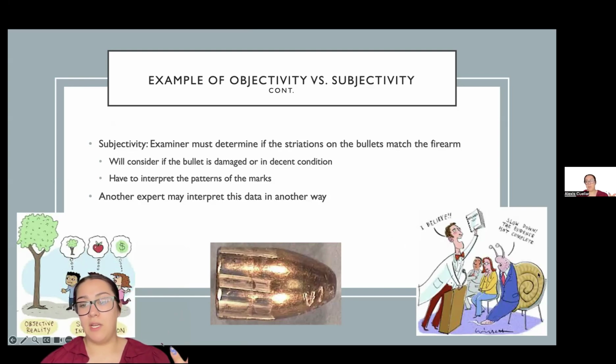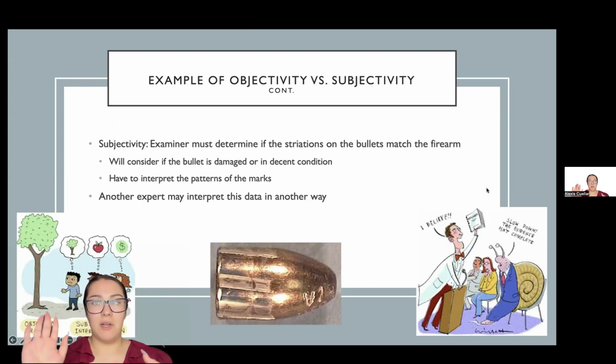This image right here on the bottom right hand side of the slide shows a man. He's like, I believe what I'm reading, it's true. And then the other individual right here is like, whoa, slow down here, we don't have enough evidence. The evidence is incomplete. Let's not jump to conclusions yet. So they have their own interpretations of what they're seeing, what they're viewing.